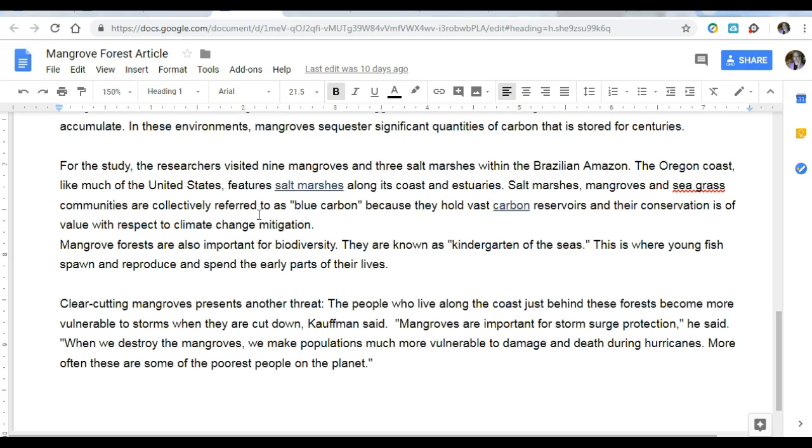Clear-cutting mangroves presents another threat. The people who live along the coast just behind these forests become more vulnerable to storms when they are cut down, Kaufman said. Mangroves are important for storm surge protection, he said. When we destroy the mangroves, we make populations much more vulnerable to damage and death during hurricanes. More often, these are some of the poorest people on the planet.